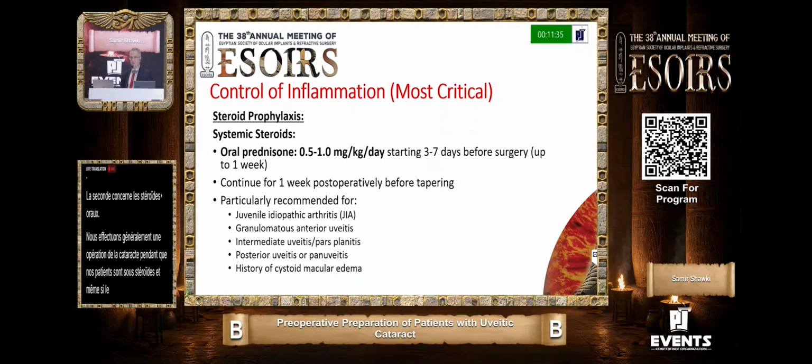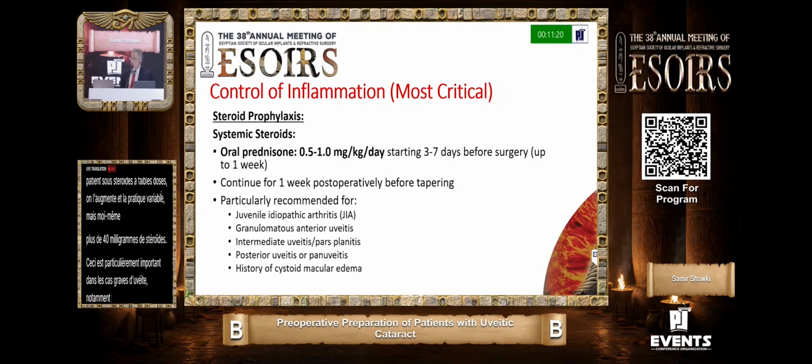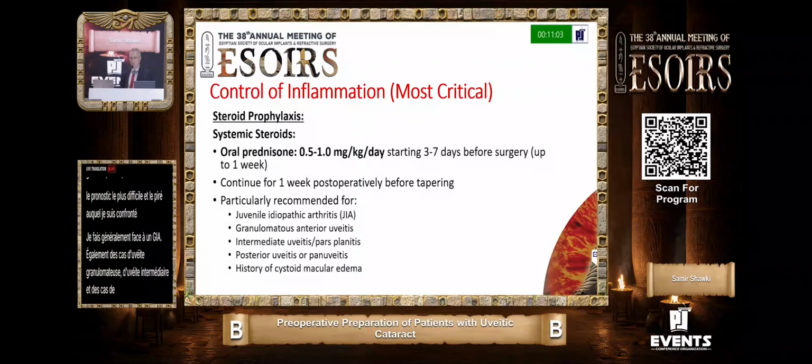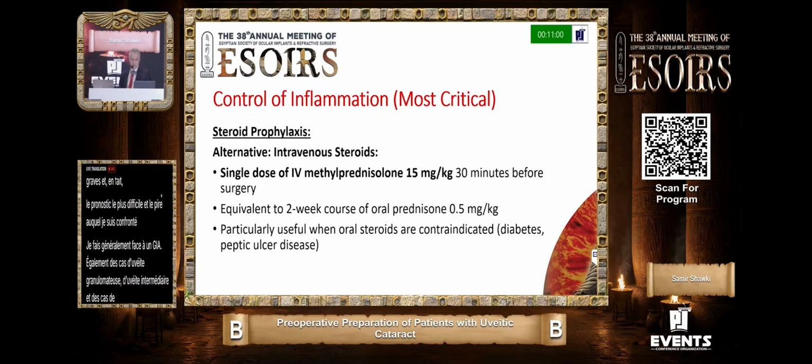increase it. The practice varies, but I myself don't go over 40 milligrams of steroids. This is particularly important in the severe cases of uveitis, especially the GIA. The GIA is associated with severe complications, and in fact, the most difficult and the worst prognosis I usually face is in GIA. Also, cases of granulomatous uveitis, intermediate uveitis, and cases of cystoid macular edema, they need to be heavily immunosuppressed before doing cataract surgery.